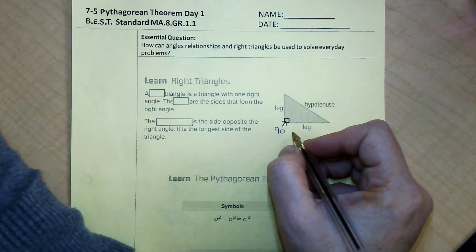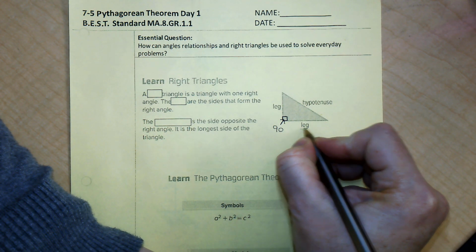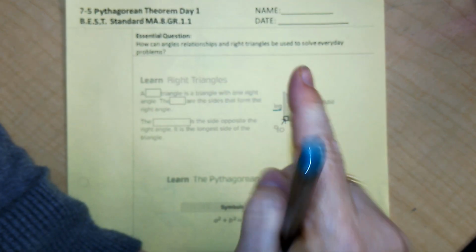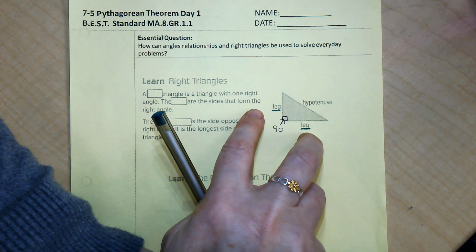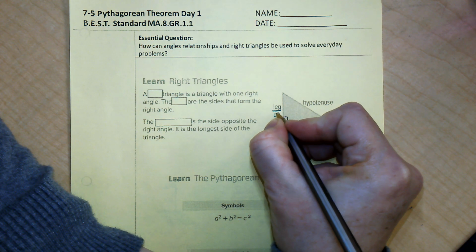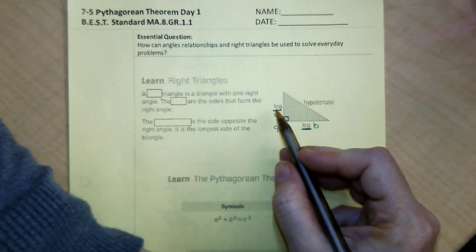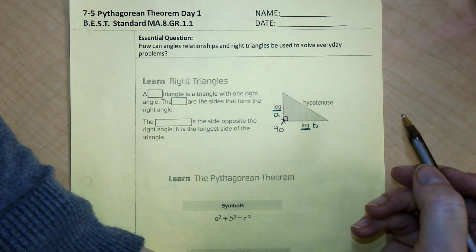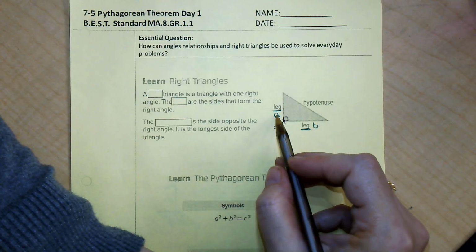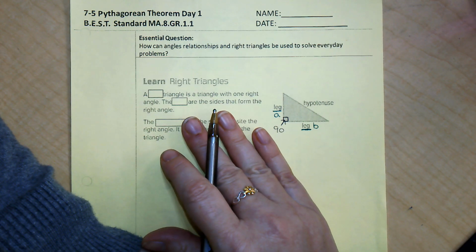Now, in a right triangle, what you have making up that 90 degrees are called legs. A right triangle has two legs, and the two legs make up the 90-degree angle. So we have leg A and we have leg B. It really doesn't matter which leg you call A and which one you call B. They can be interchanged. You could have called this one leg A and this one leg B. It doesn't matter.